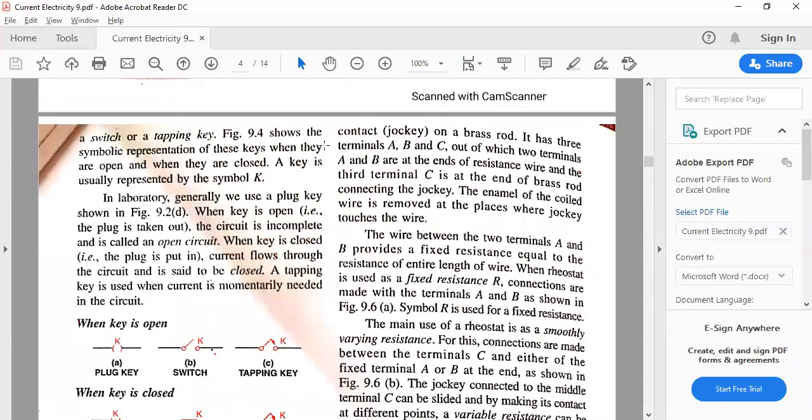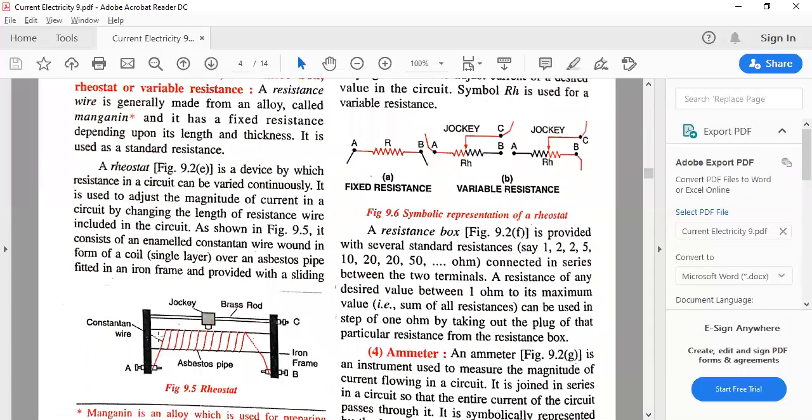Now it has 3 terminals A, B and C, out of which 2 terminals are the ends, and the third terminal is connected to the jockey. The enamel of the wire is removed at the places where the jockey touches the wire. It is just a coating over the wire. So wherever the jockey is touching, the enamel is removed. If I don't change the jockey, the wire between the two ends provides a fixed resistance.